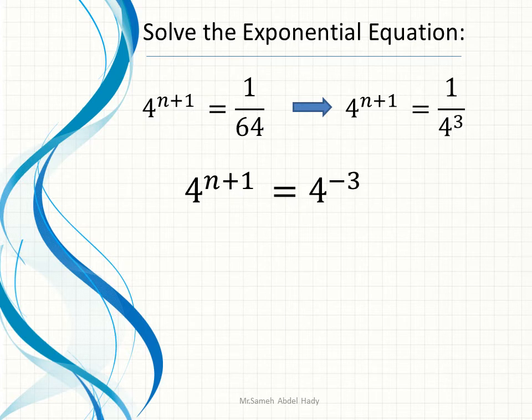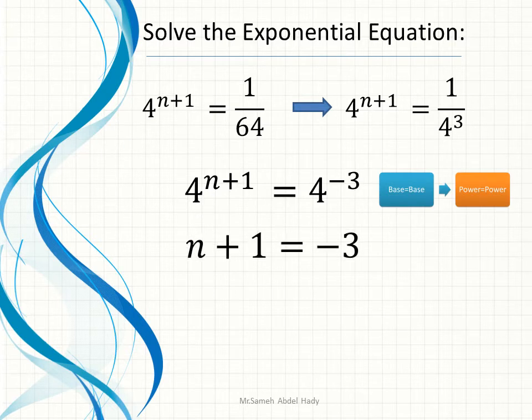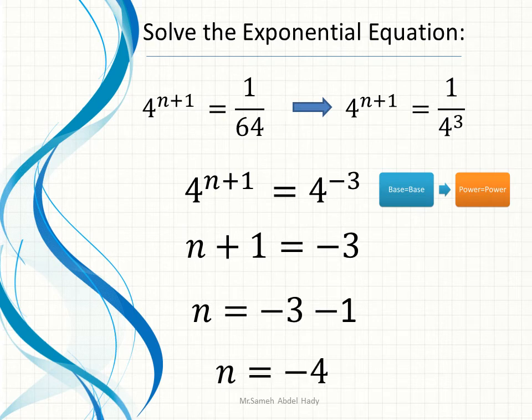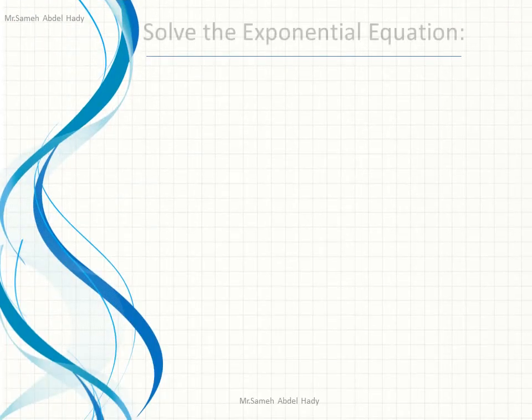Alright, so I can write 4 power 3 as 4 power negative 3. Here I have base equal base, so I will write power equals power, n plus 1 equals negative 3. So n equals negative 3 minus 1, n equals negative 4. More example.